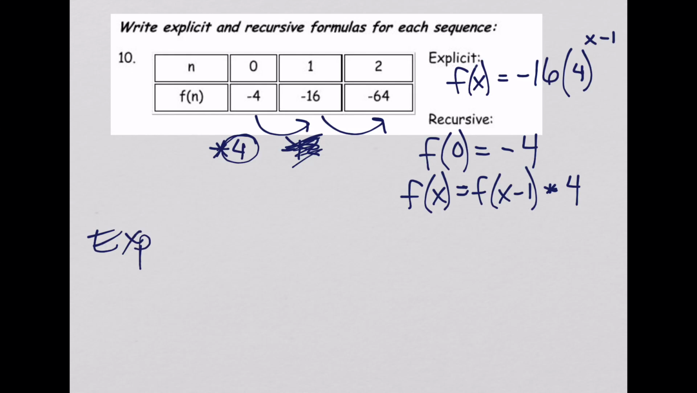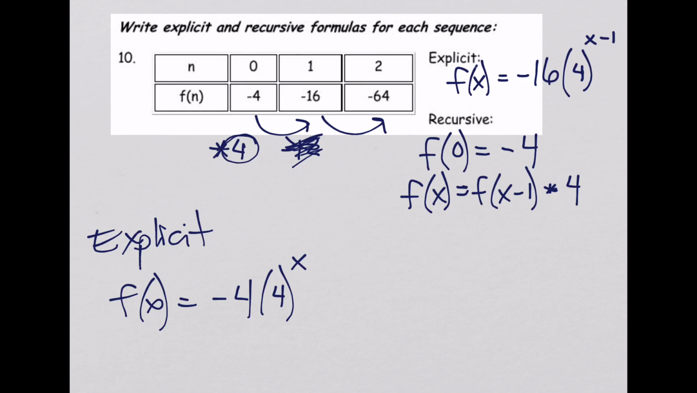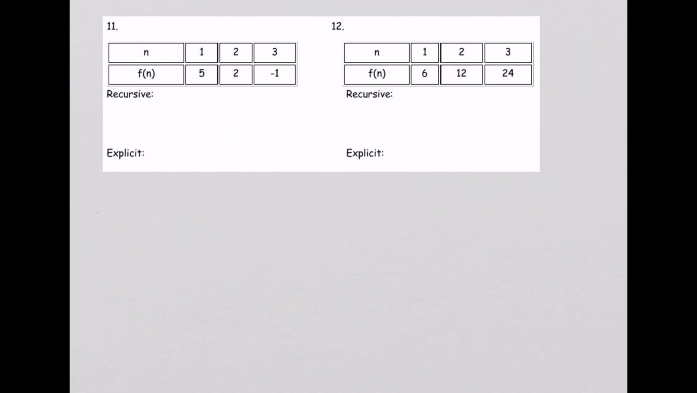I could have written a couple of other explicit formulas. I could have used my zero term. My zero term is negative 4. My pattern was multiplying by 4. And then my exponent will just be x, because it would actually be x − 0, which is just x. And then you could do it also with the negative 64 for your second term. Okay, how's that for a review?